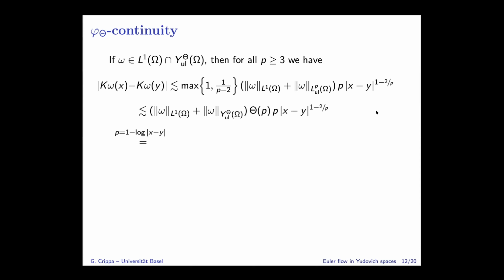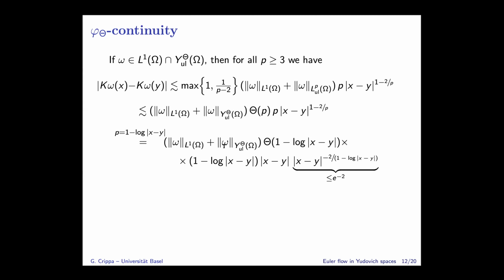Then I pick P. Okay, so I want to provide a modulus of continuity. I pick P logarithmic in the distance between the 2 points, and then I insert what I have. So here I have norms, theta of the log. Here I have P, which is the log. I take here x minus y to the 1, and here I recover what I was announcing before. So Lipschitz, log Lipschitz, and since the vorticity is not L infinity, but is growing, I get a term which is again a bit more singular, so theta of the log, okay?